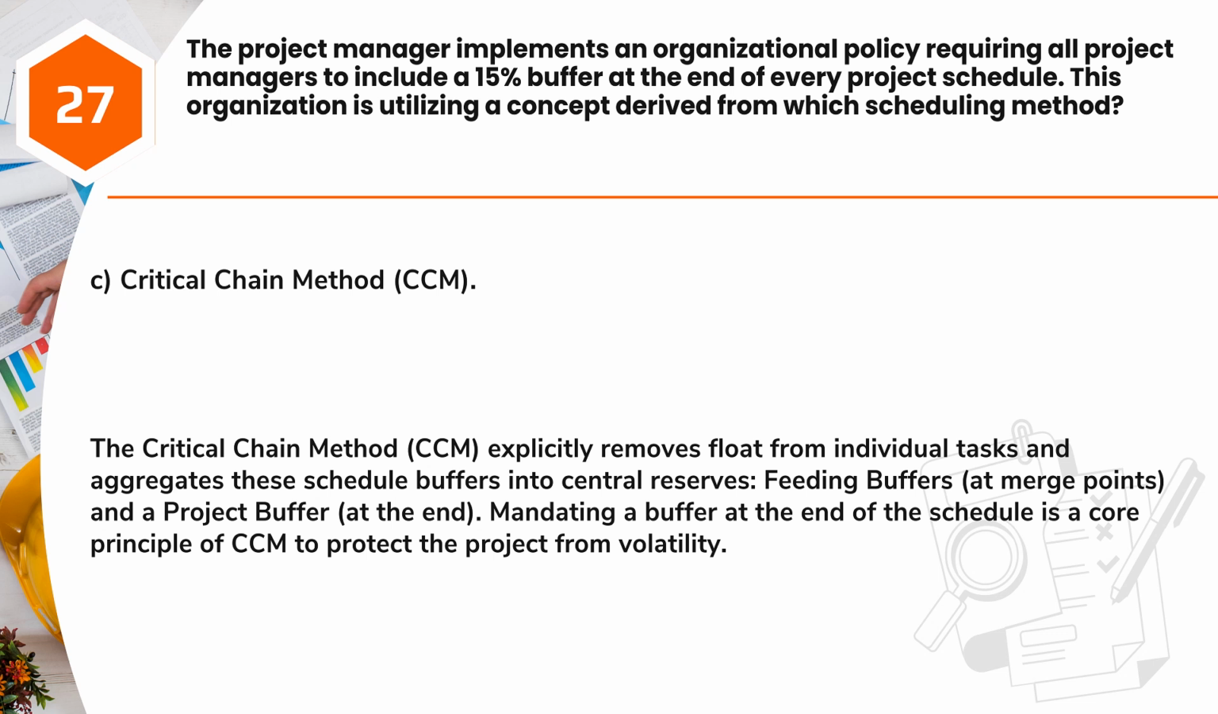Answer C. Critical chain method, CCM. The critical chain method, CCM, explicitly removes float from individual tasks and aggregates these schedule buffers into central reserves, feeding buffers at merge points, and a project buffer at the end. Mandating a buffer at the end of the schedule is a core principle of CCM to protect the project from volatility.